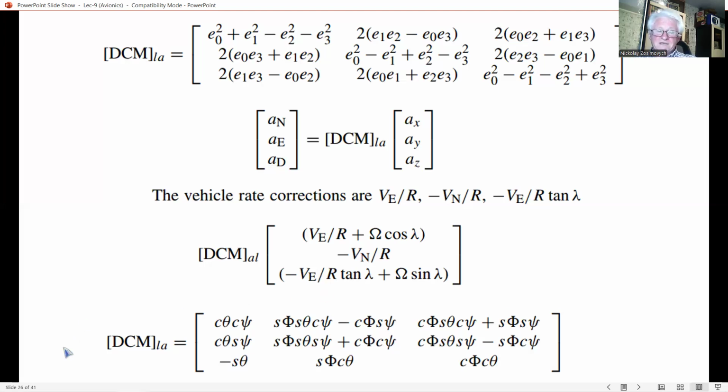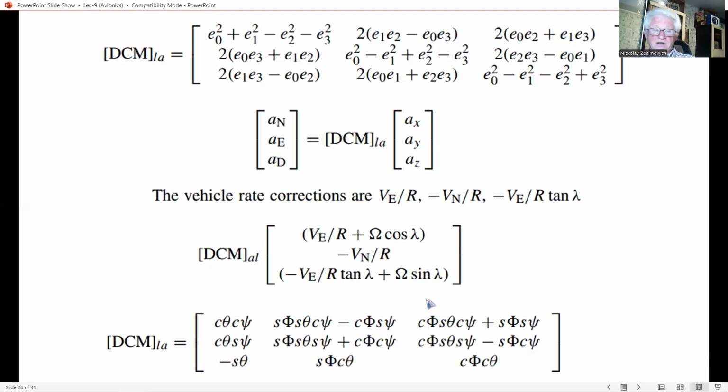It is shown that the Earth rate corrections about the north-east-down axes are given as Ω cos λ, 0, and −Ω sin λ respectively, where Ω is the Earth's rate of rotation and λ here is the latitude.